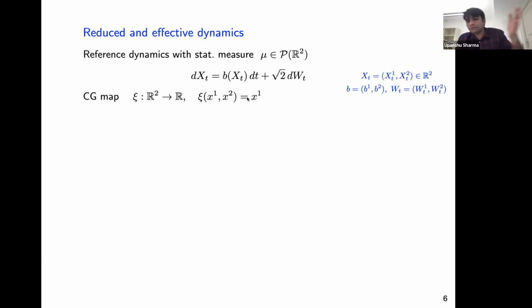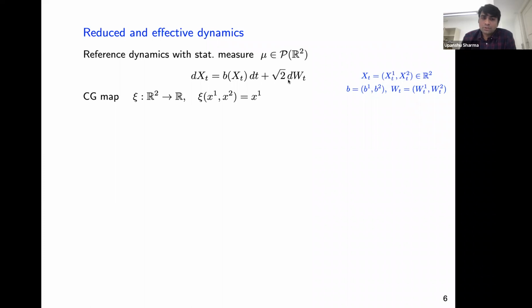I just project onto the first coordinate. And I should say that all these things, for instance, having a diffusion matrix, working in higher dimensions, working with nonlinear coarse-graining maps, all of this can be done. But just to keep things simple, this situation is enough to capture all the kind of problems that you see. Let's focus on this setting.